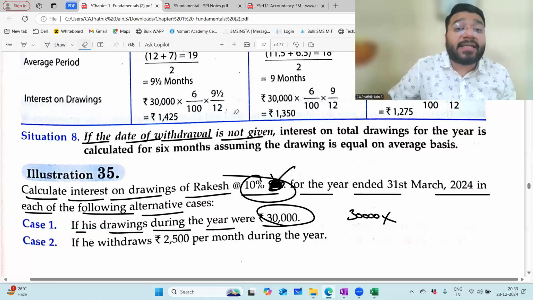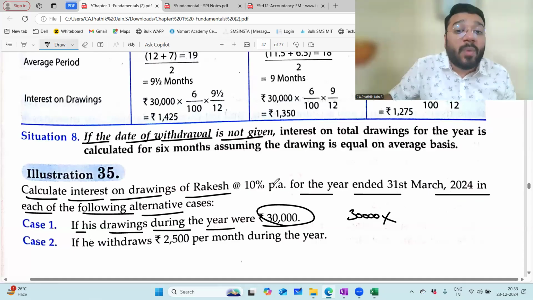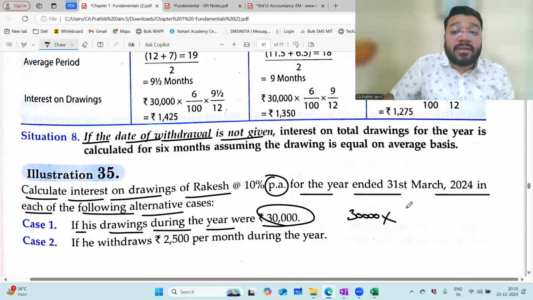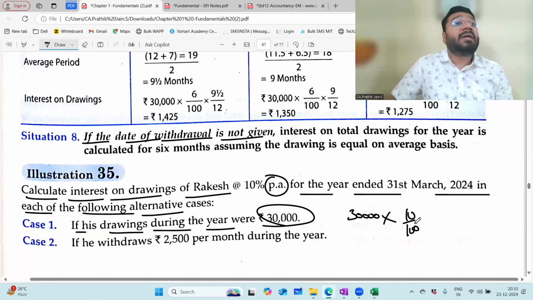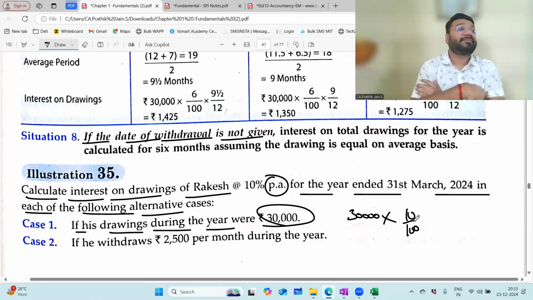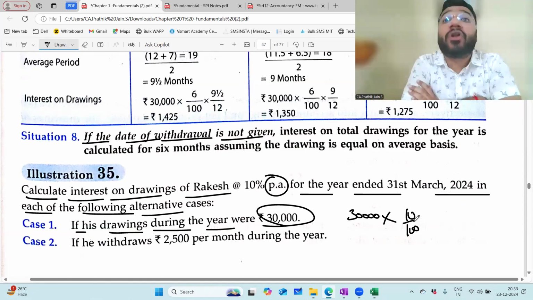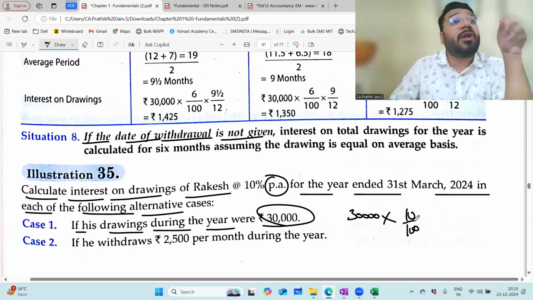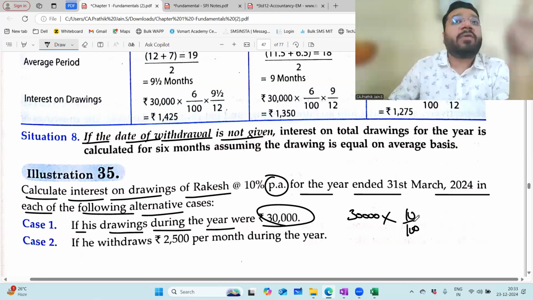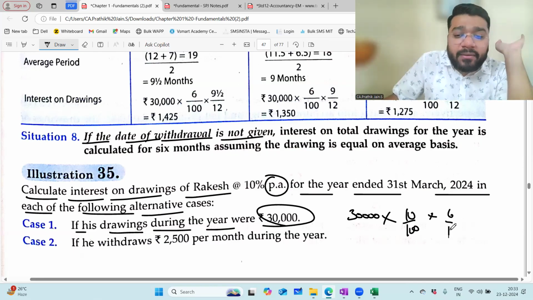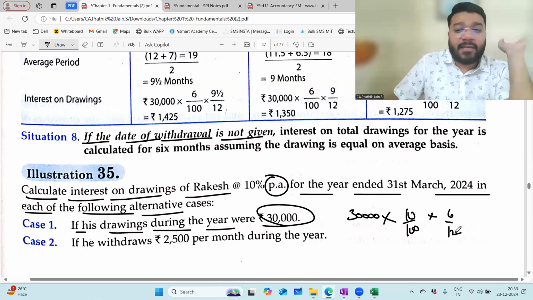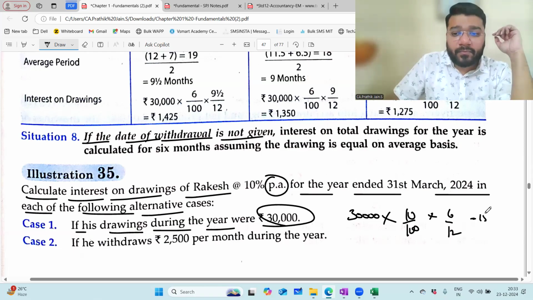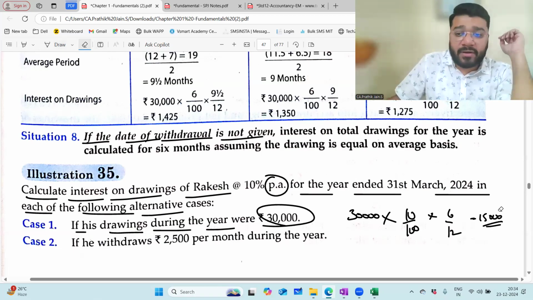But here have they given just the interest percentage? No, they have given it with the words per annum. So 30,000 into 10/100. Now, date of withdrawal, have they given any specific date? No, sir. In the absence of the information, we assume that the withdrawal is done in the middle of the month, middle of the quarter, middle of the half year. Hence, it is always 6/12. Any problem? No, sir. How much? 1,500. Okay, 1,500.